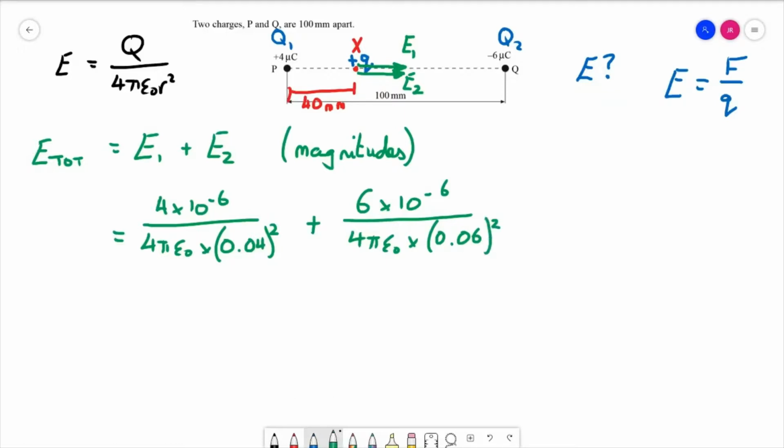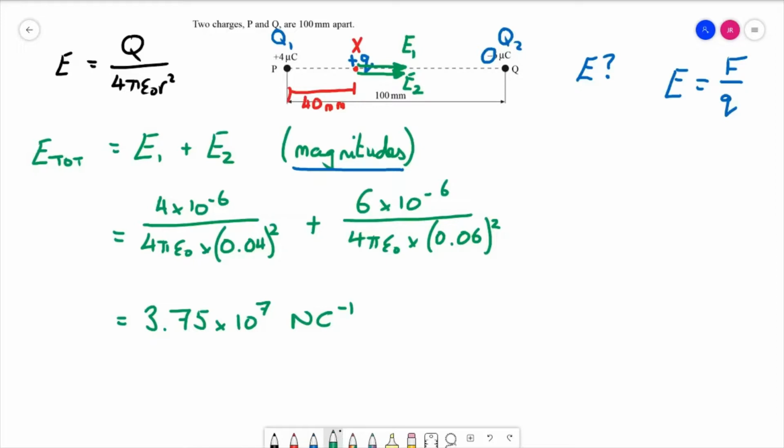Now you'll notice that I've dropped the minus sign from what we've labelled as Q2, and that's because we are only interested in the magnitudes, coming back to the diagram and the directions that we initially drew E1 and E2 in. Once you feed that through your calculator, I'm not going to patronise you and write everything out with epsilon naught in there. But once we've done that, we will get the answer of 3.75 times 10 to the 7 newtons per coulomb.